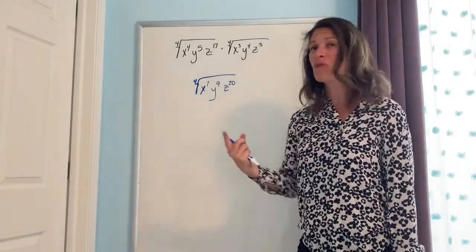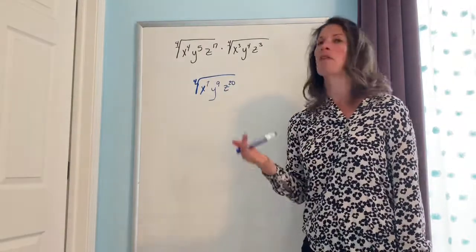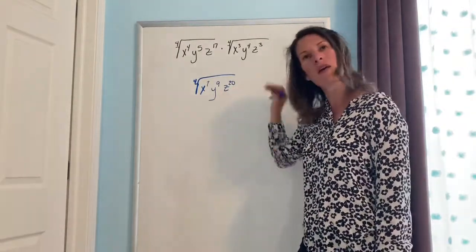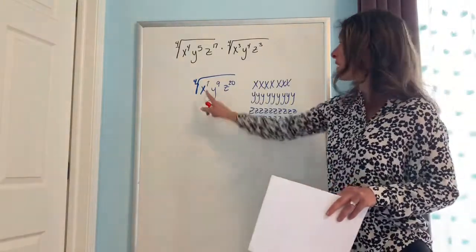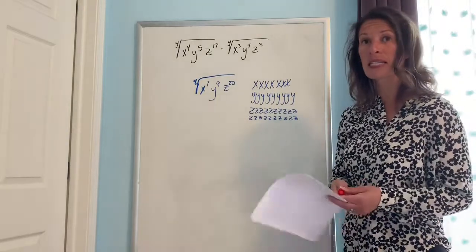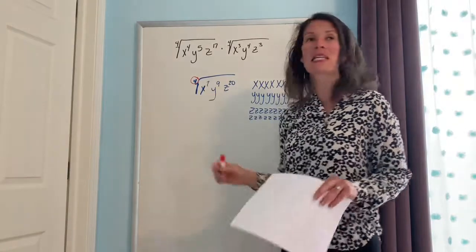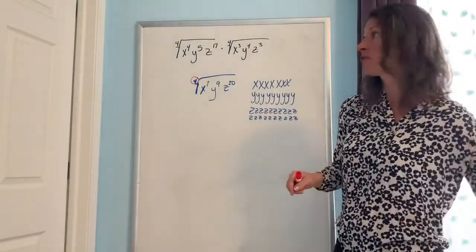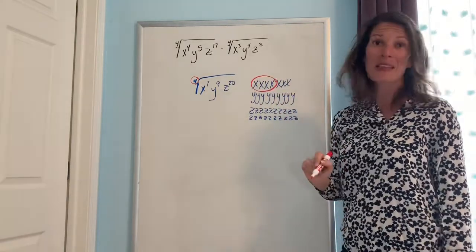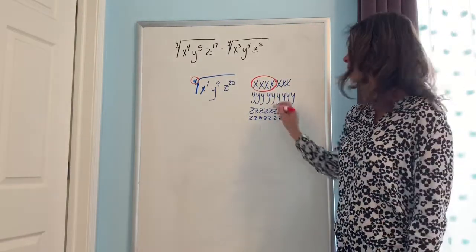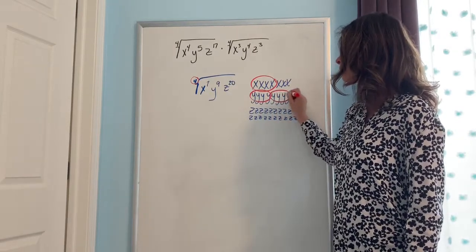If you know the pattern, you're welcome to not do that. If you don't know the pattern, if you haven't figured it out, that's okay. We're going to write it this way, okay? All right, so I wrote out my 7 x's, my 9 y's, and my 20 z's. Now I'm going to look at my index, which is 4. That means I need groups of 4 to break it out of jail. So groups of 4, I'm going to circle. Anything that doesn't get circled has to stay inside the radical. Anything that does get circled gets to come outside of the radical.